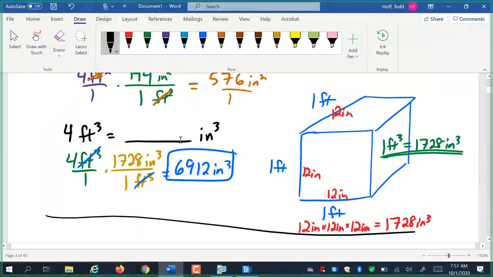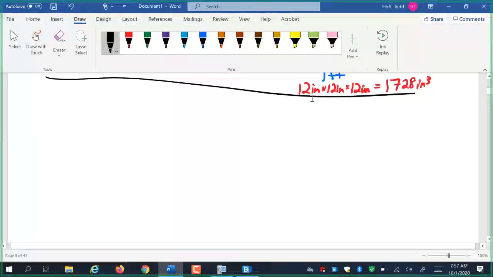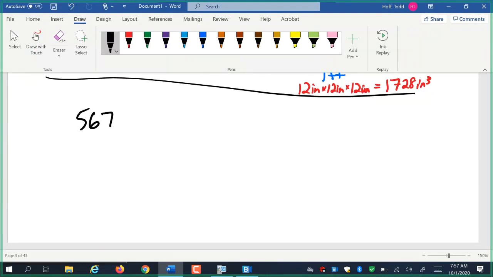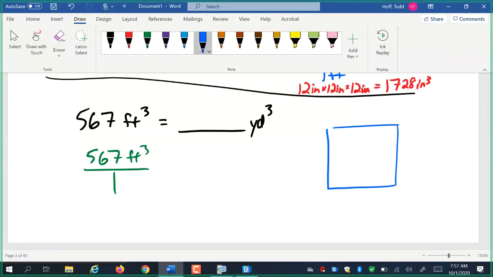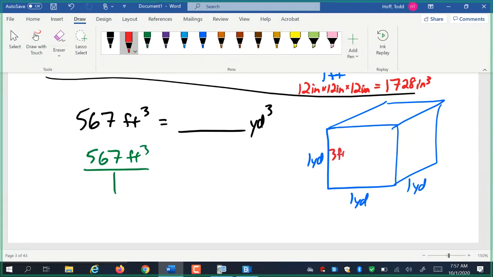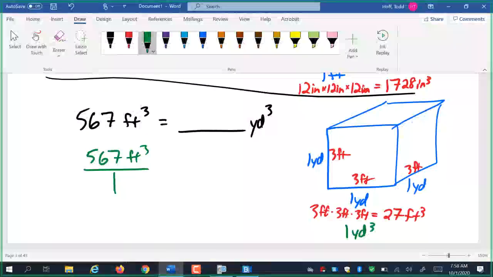One that I've used a lot in my life because I've poured a lot of concrete is this one: 567 cubic feet going into cubic yards. When you hear concrete being ordered, you hear it's ordered by the yard. Well, technically, it's actually a cubic yard that they're ordering. So just like with our cubic feet, a cubic yard is 1 yard by 1 yard by 1 yard, which a yard is 3 feet. So that's 3 feet by 3 feet by 3 feet. Well, 3 feet by 3 feet by 3 feet is 27 cubic feet. So 1 cubic yard is 27 cubic feet.